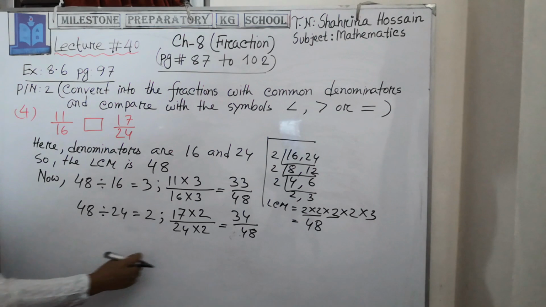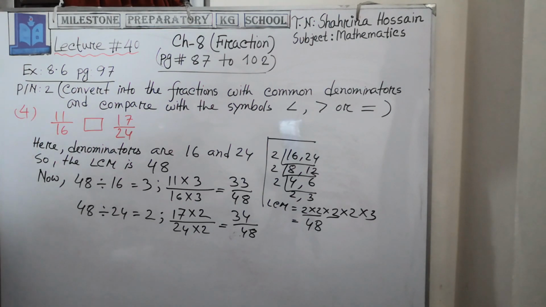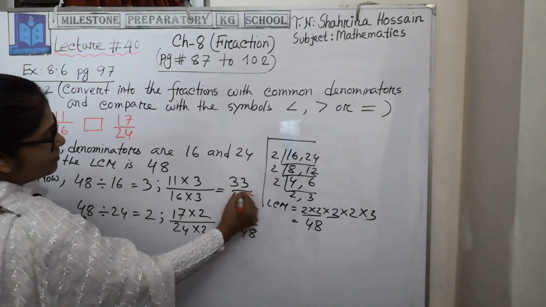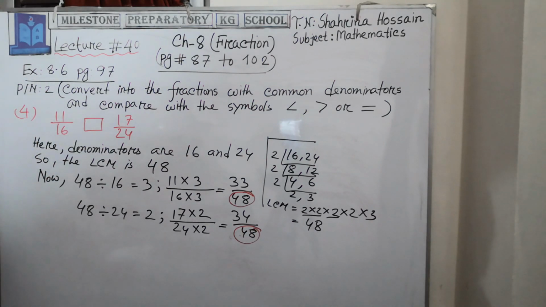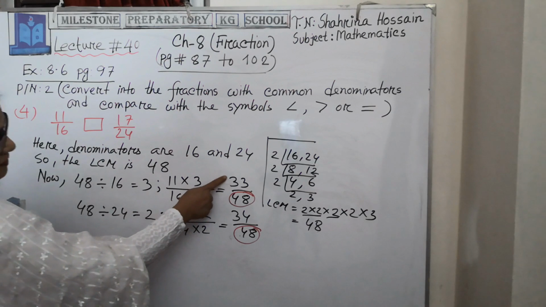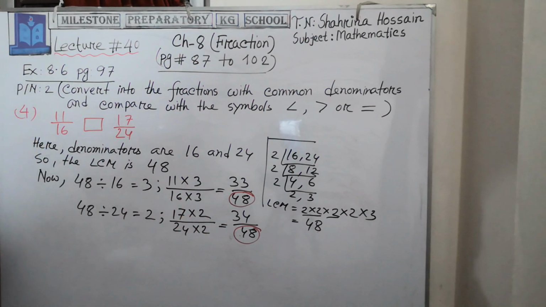Okay, that means 24 2s are 48. If you observe the answer, see 48 and 48, both denominators are equal. The numerator is different. First one is 33, second one is 34, but the denominators are same. When denominators are same, it is easy for us to find which fraction is smaller, bigger or equal.